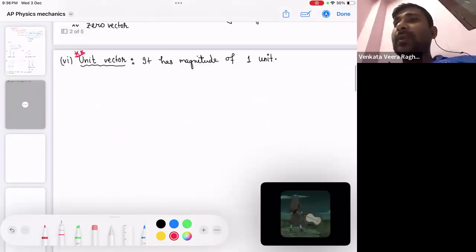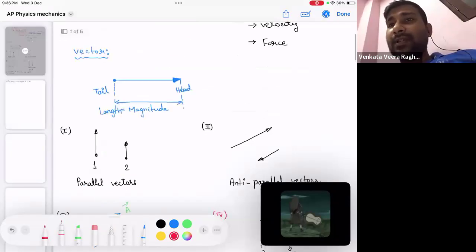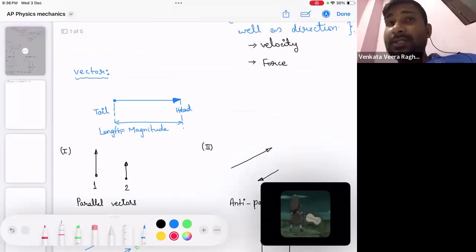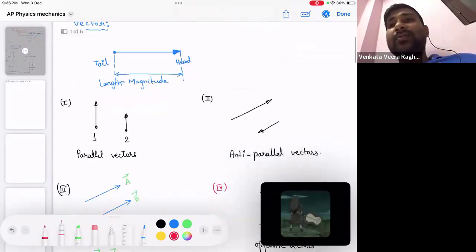Right. So now let's start with the addition of vectors. Now comes the important part, how to add vectors. First, do you understand the representation of a vector? Every vector will have a tail, meaning a starting point, a head, meaning where it is going to end, and the length, which represents the magnitude of a vector.